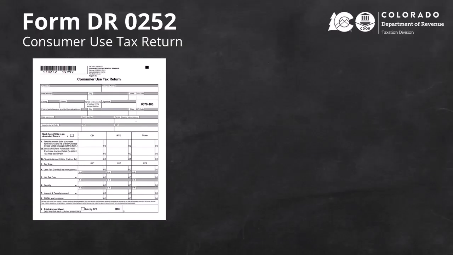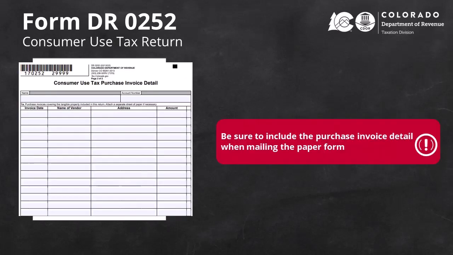The alternative method to filing using Revenue Online is the paper form DR-0252. This form can be accessed from our website, Tax.Colorado.gov, under the Forms tab. If you use this method, be sure to include the purchase invoice detail when mailing the consumer use tax return.